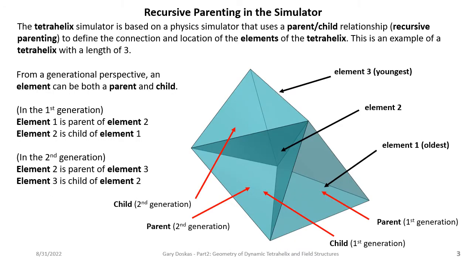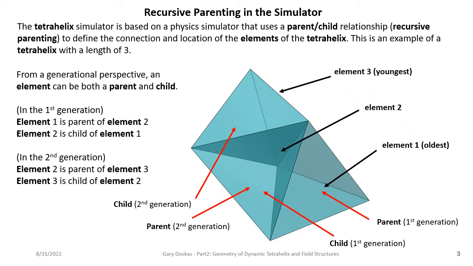Recursive parenting in the simulator. The Tetrahelix Simulator is based on a physics simulator that uses recursive parenting to define the connection and location of the elements of the tetrahelix. This is an example of a tetrahelix with a length of 3 elements.